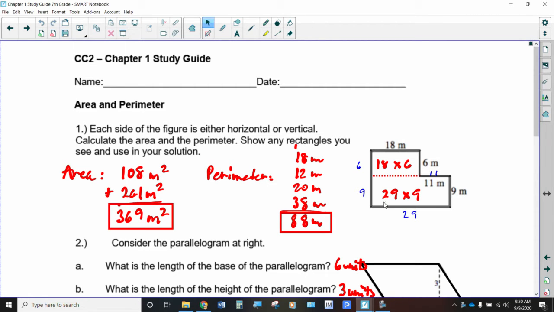The idea that trying to find the area of this complex shape, if you were to break it up into more recognizable parts, you could chunk this into two different rectangles where base times height gives you the area. And so 18 times 6 is 108, 29 times 9 is 261. And so the sum of those two areas is the total number of square meters that would fill the entire shape. So that's 369 square meters. And then filling in, you had to find these dimensions here to figure out what the perimeter is, and you just add up all the different sides and you get 88 meters.